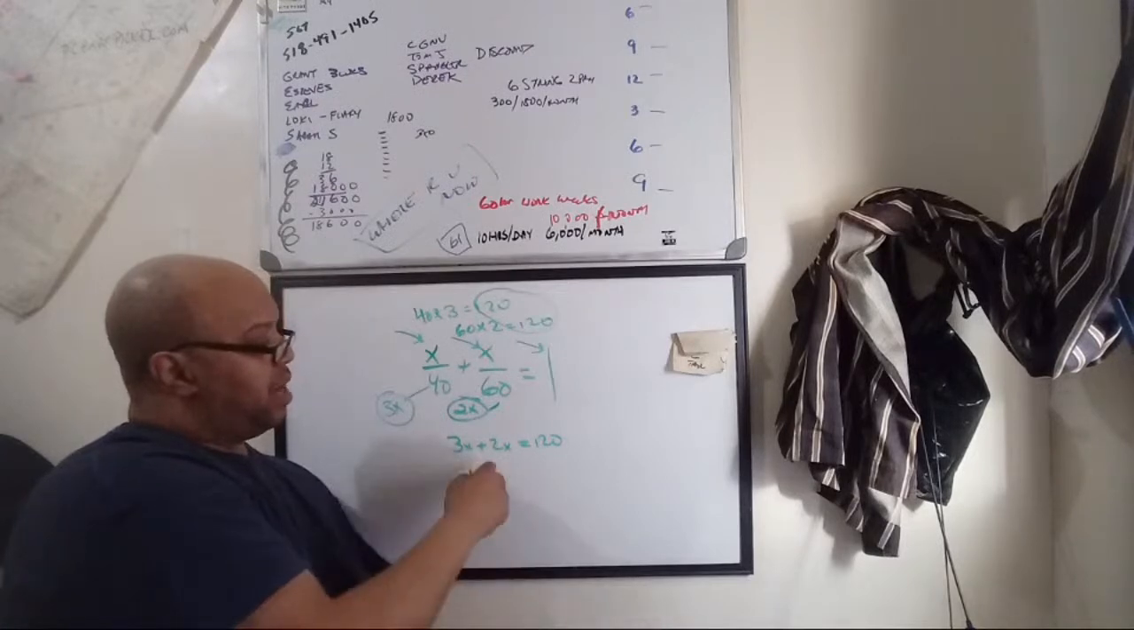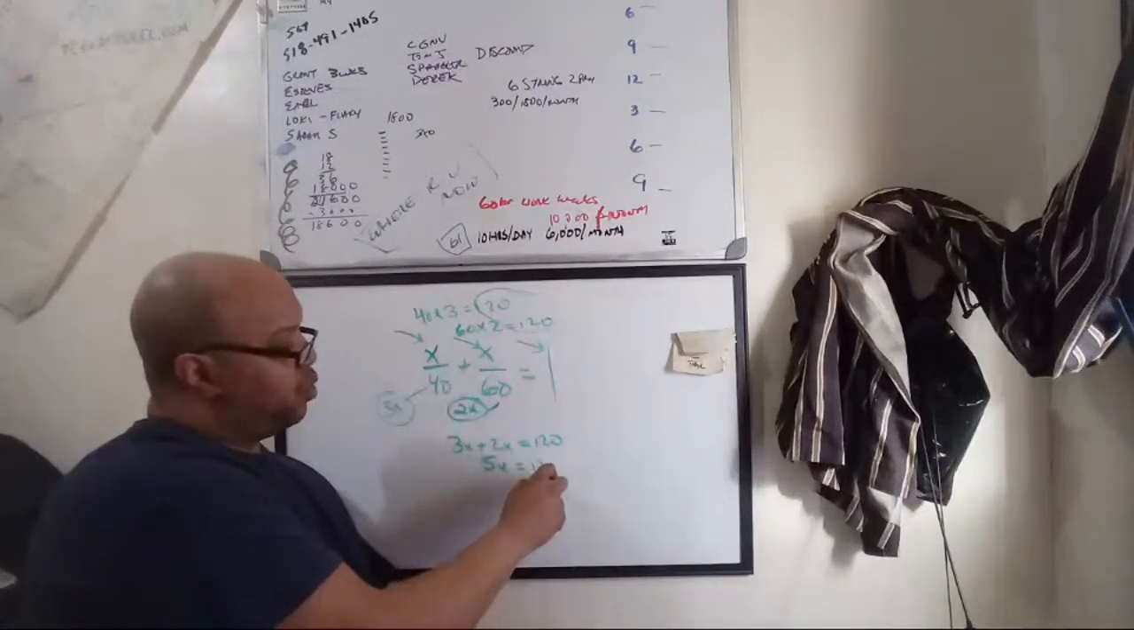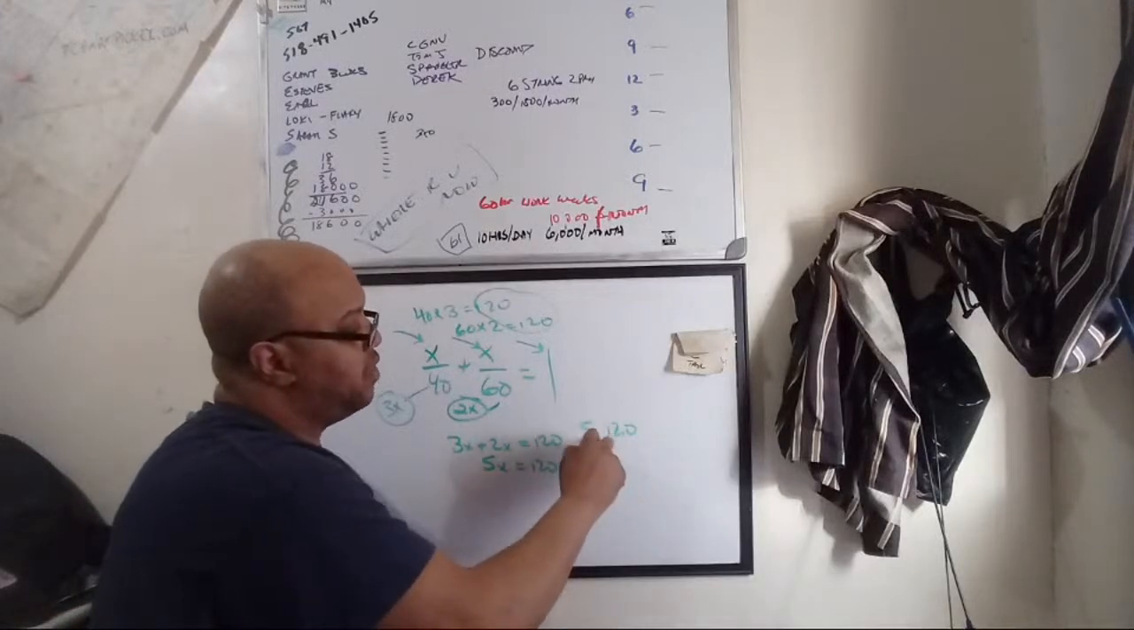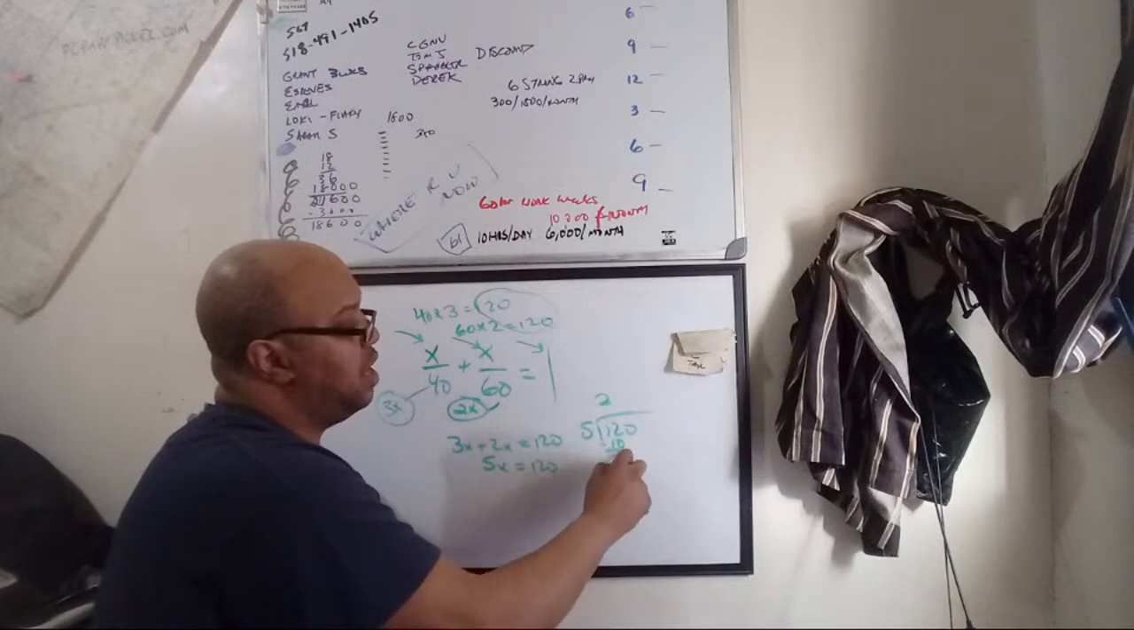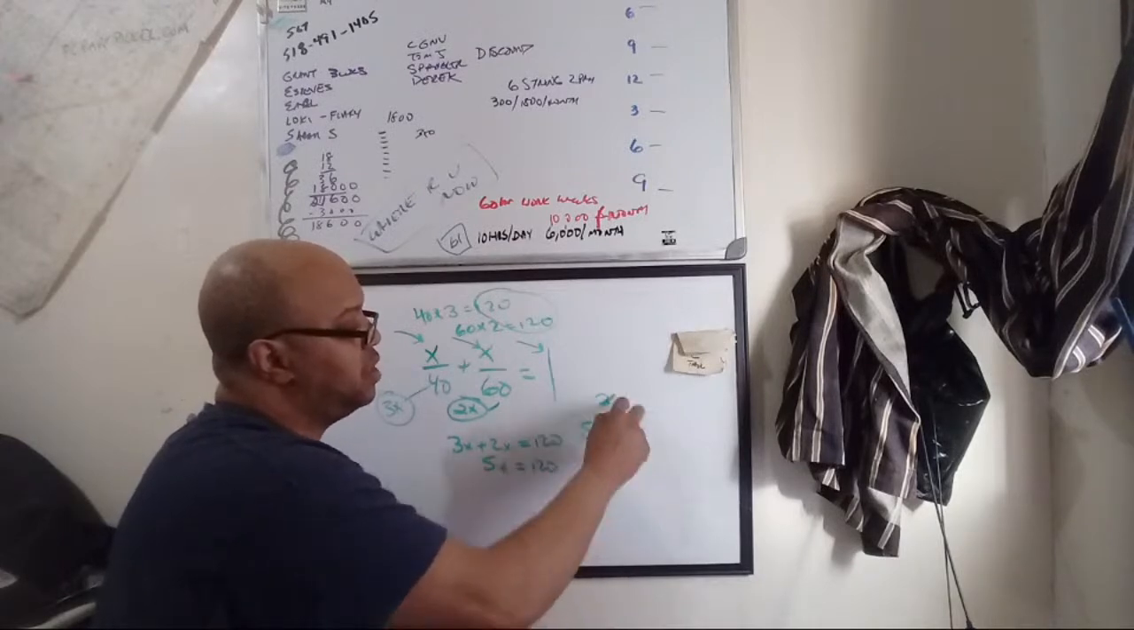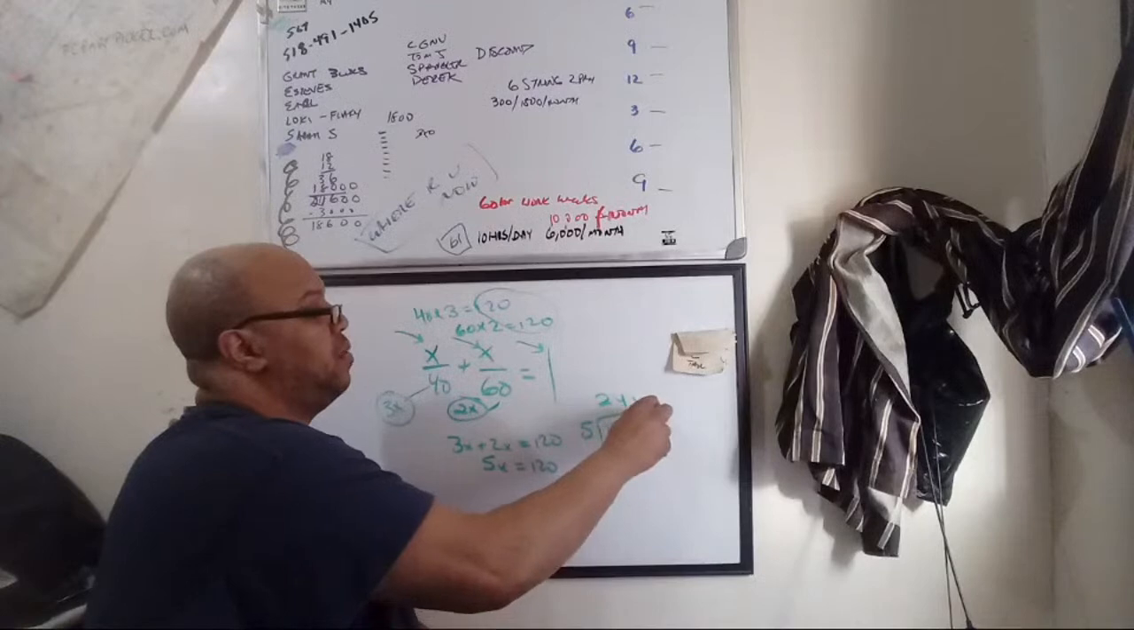And we combine like terms. 5x is equal to 120, and then 120 is eventually going to be divided by 5. 5 can't go into 1, but it can go into 12 2 times. 5 times 2 is 10. Drop 1, so 24 minutes.